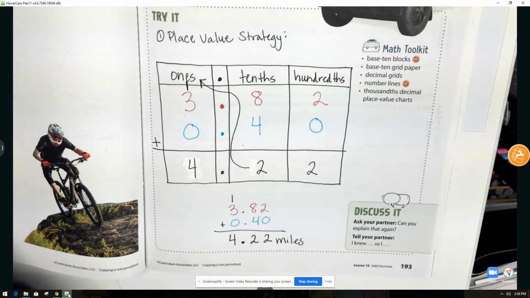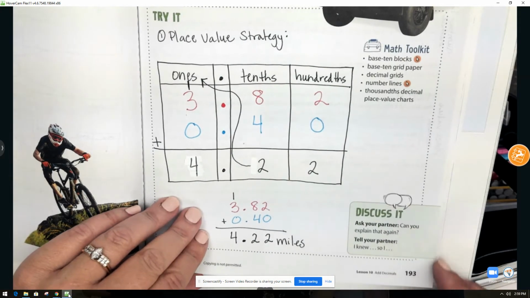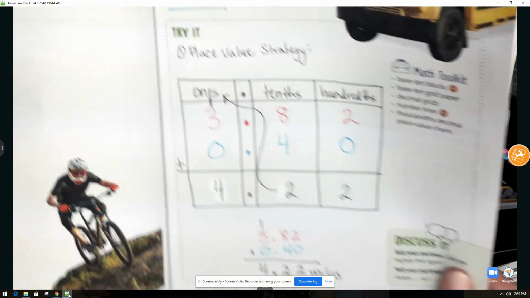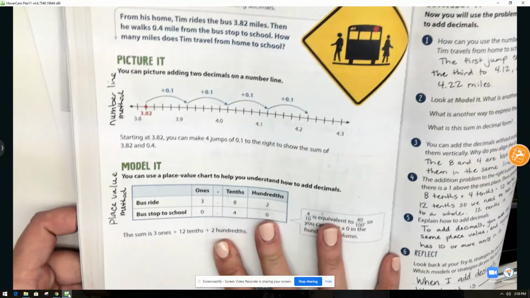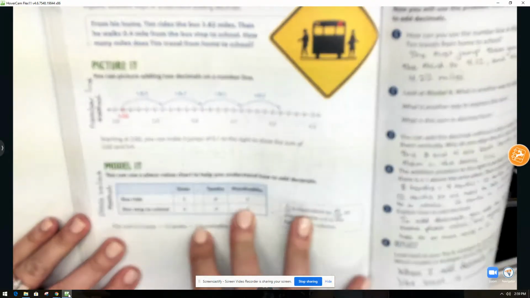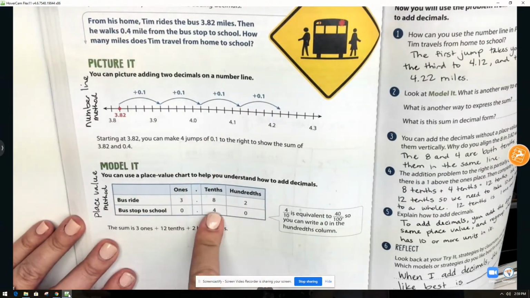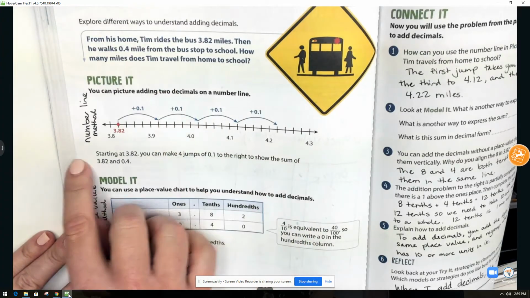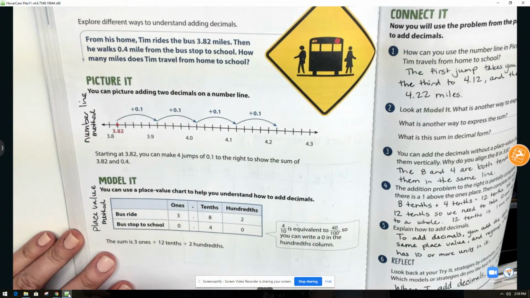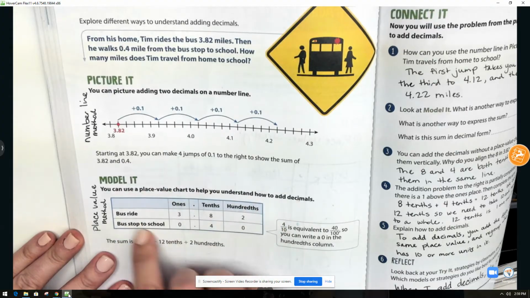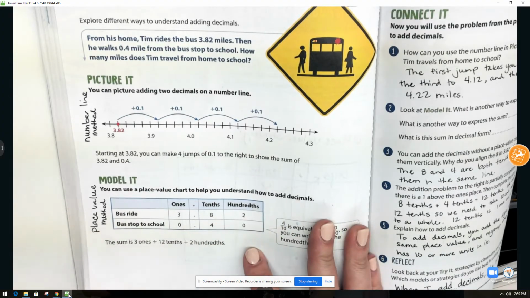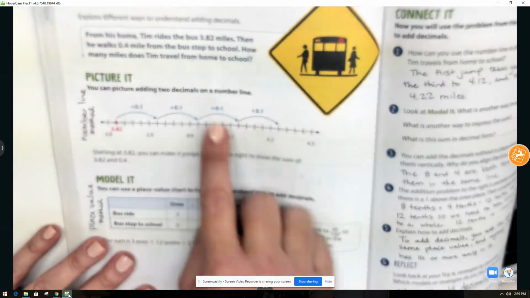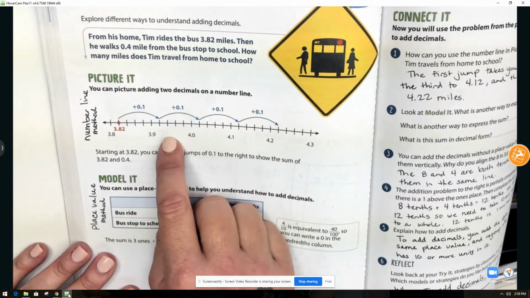Let's keep practicing that. Go ahead and go to page 194. So on page 194, we're going to see two different methods of how we can show adding those two decimals that we talked about. Here's the place value method, which is what I used on the last page. And then here is a number line method.